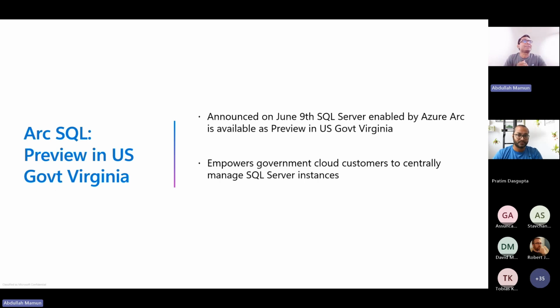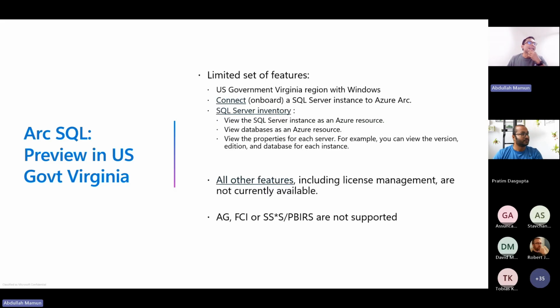So just this month, Monday, we announced that SQL Server enabled by Azure Arc is available in US government cloud in Virginia as a preview feature. So that allows our customers to onboard their SQL Server on Azure Arc so that they can centrally manage it. And right now it has a very limited set of features, but we will be working continuously to add more features. At this time, it is of course available in Virginia region only with Windows.